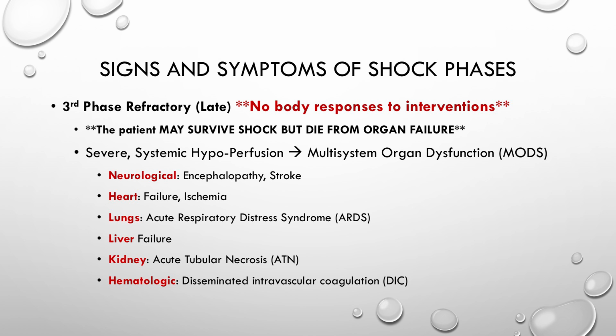For the lungs, you're going to have acute respiratory distress syndrome, ARDS. The liver can also begin to fail. Kidneys, you're going to have acute tubular necrosis and start going into anuria. Hematological signs are DIC, which is both the bleeding and clotting disorder.